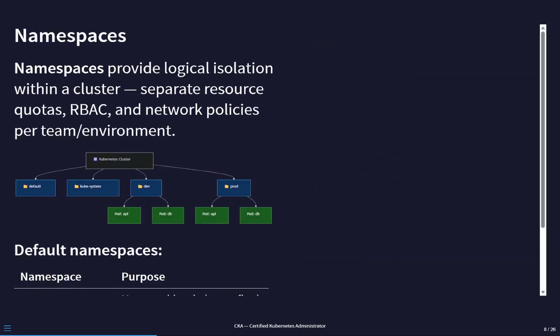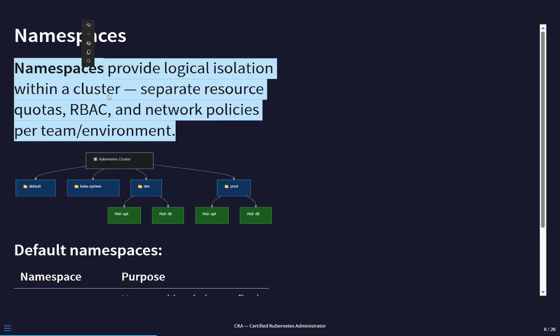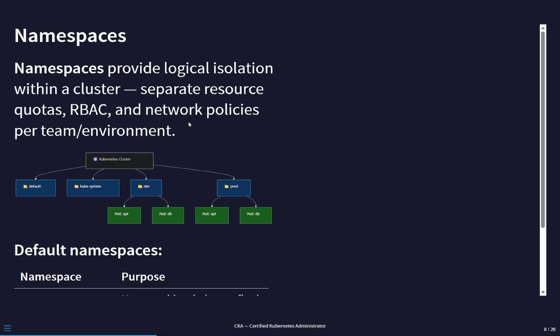Namespaces give you logical isolation within a single cluster. Think of them as folders. Different teams, environments, or applications can each live in their own namespace with separate RBAC policies, network policies, and resource quotas. Look at the diagram. The same cluster contains a dev namespace and a prod namespace, each with their own pods. A pod named api in dev and a pod named api in prod can coexist without any naming conflict.